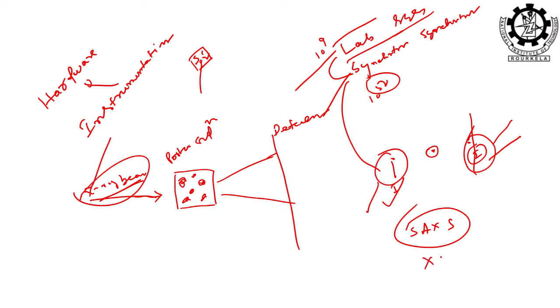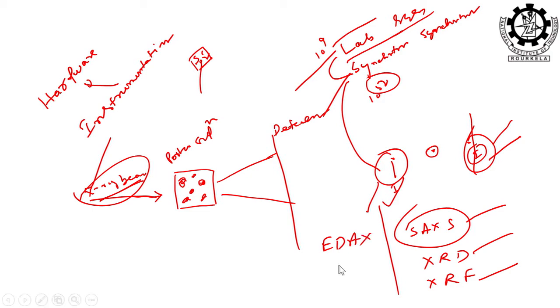Similarly, there must be XRD, and there must be XRF, fluorescence, a different window. This is 1, 2, 3, like that. Many other X-ray facilities are also there, like EDAX. These are all X-ray techniques by which structures are analyzed and materials are characterized.